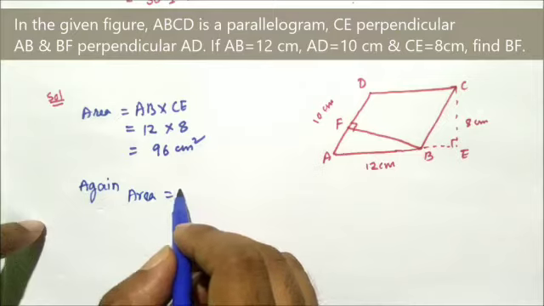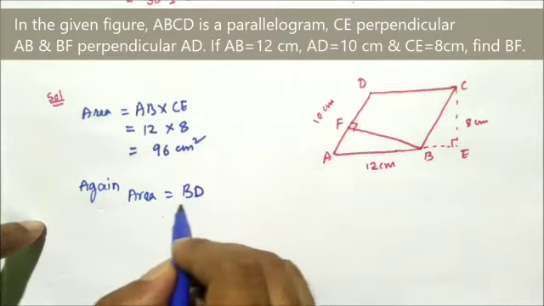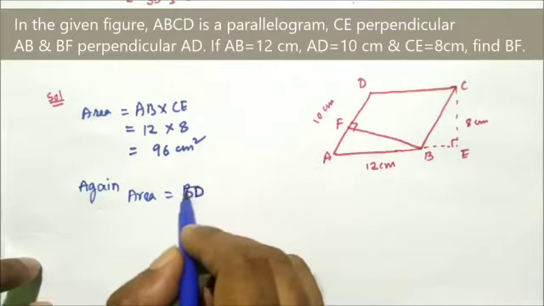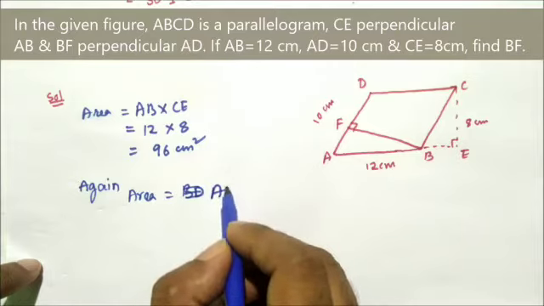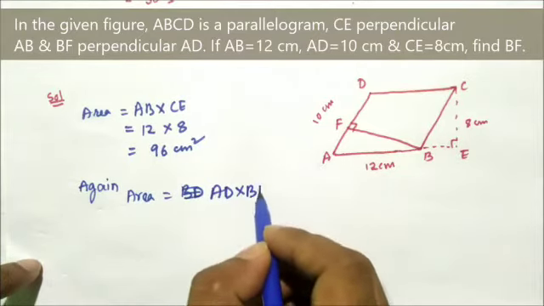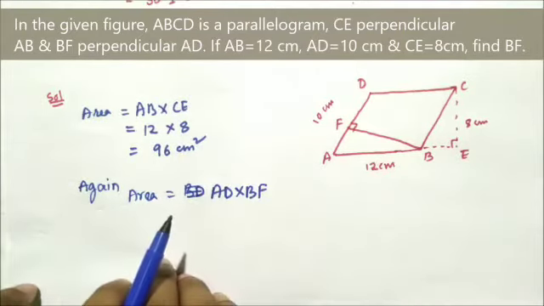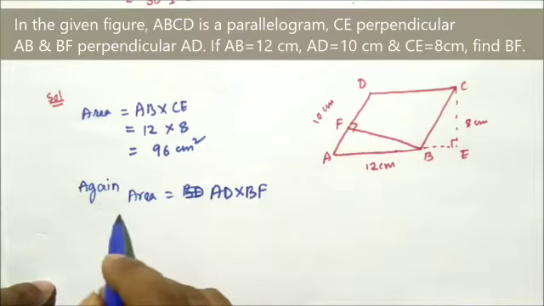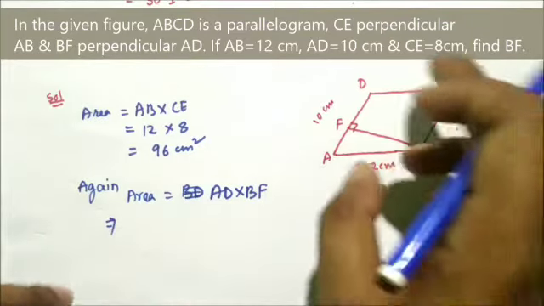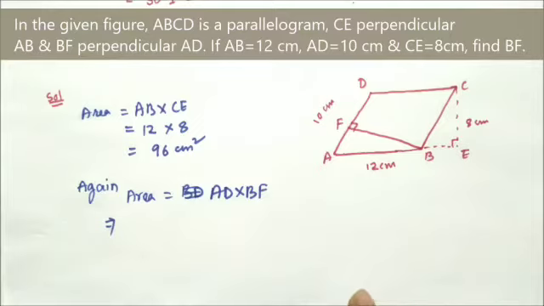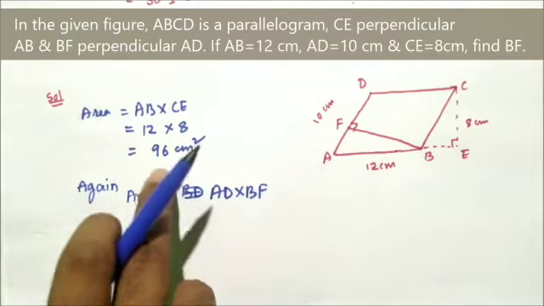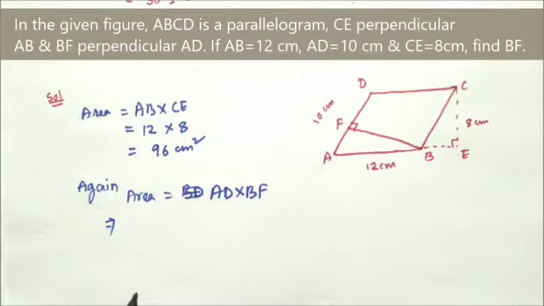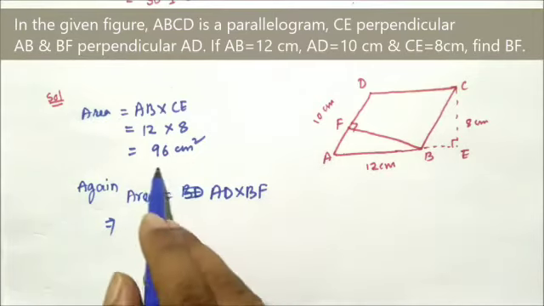Area we can find out by taking AD as the base and BF as the perpendicular or height. Yes or no? Now, since we are going to find out the area of the same parallelogram, the same area will be there. The area will not increase or decrease, the same will be there, 96.